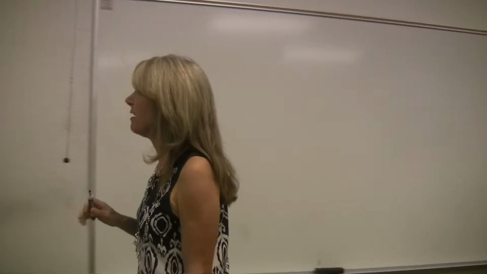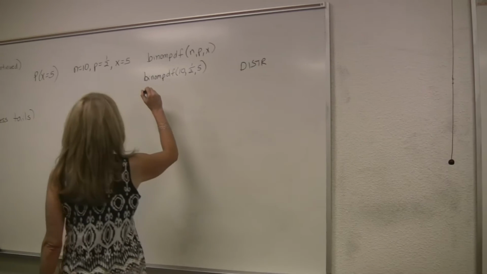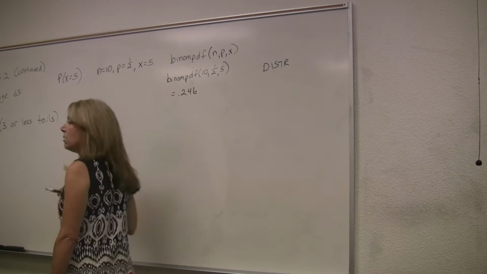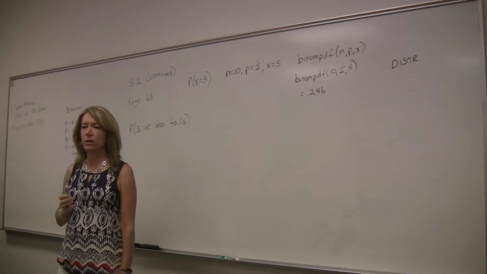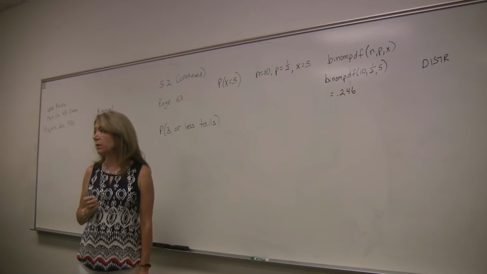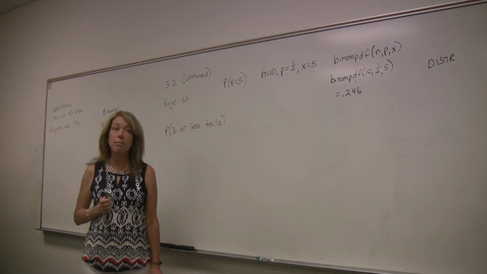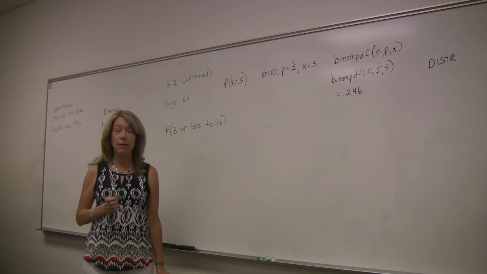Questions? 0.246. Yeah, it was around 25%. I remember the exact answer. 0.246, you said? If you did not get 0.246 on your calculator right now, please ask me or your neighbor how to get there, because you will not be able to do binomial problems without your calculator.